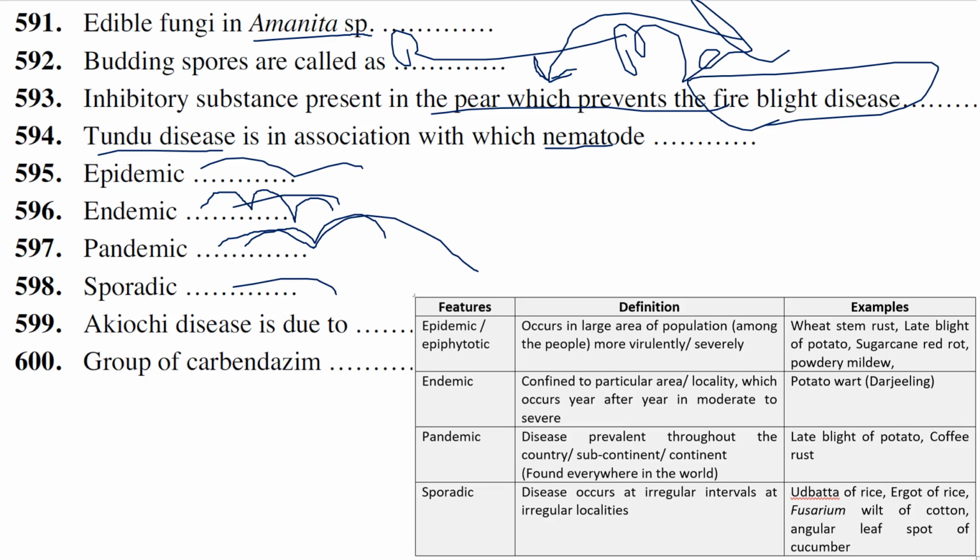Akiochi disease is due to sulfur toxicity. Which group does carbendazim belong to? Carbendazim belongs to the benzimidazole group of fungicides.